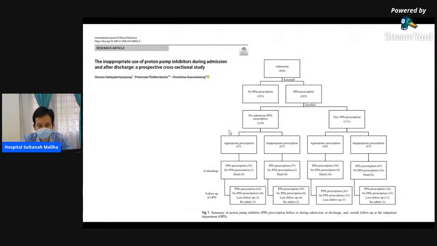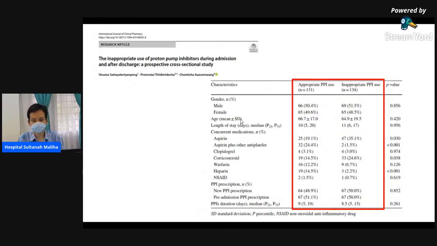Another study conducted in Western countries looked at the improper use of PPI during admission or after discharge. They actually tracked all the medication prescriptions up to that point, and they found that half of them were inappropriate. You can see the numbers. It's almost half for the categories per se.